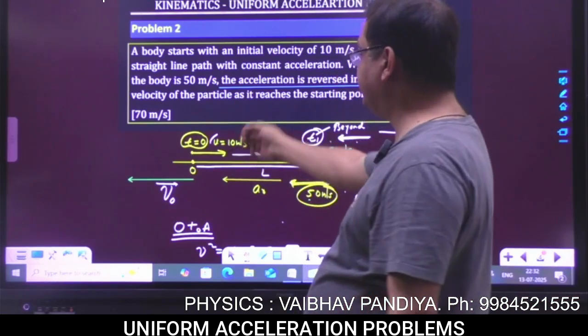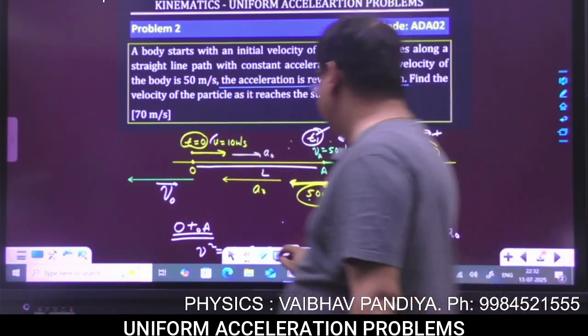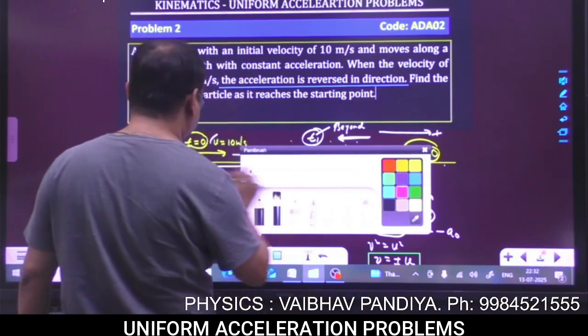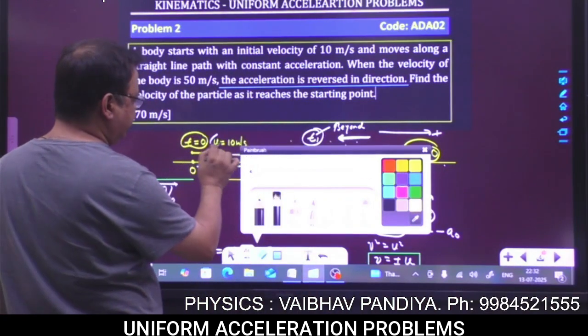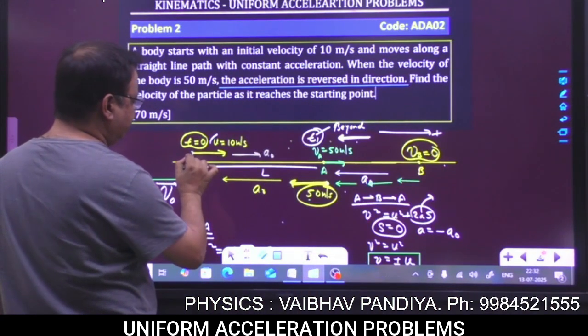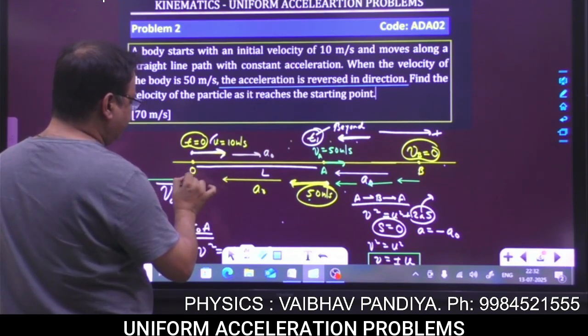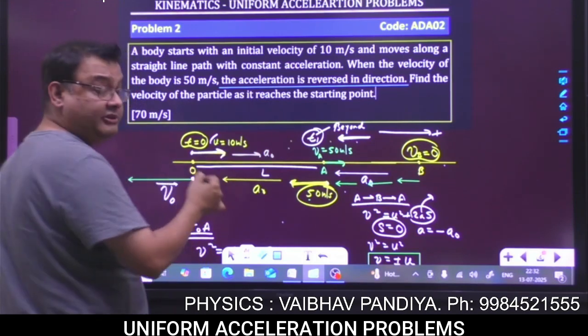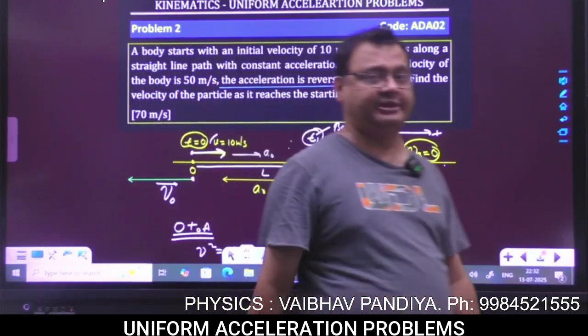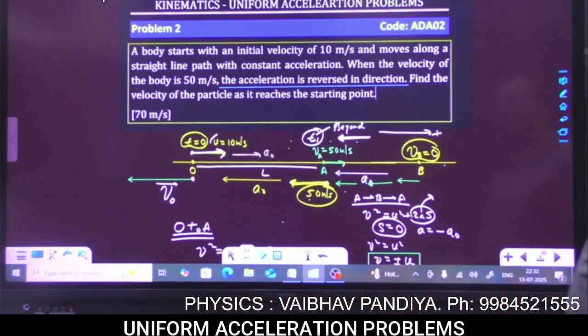And opposite to initial velocity at t0. You can write the answer like this: 70 meter per second opposite to initial velocity at t0. It means if initial velocity at t0 is towards right side, then when it is crossing again the starting point, the velocity would be 70 meter per second towards the left side. So that is the answer to this problem.